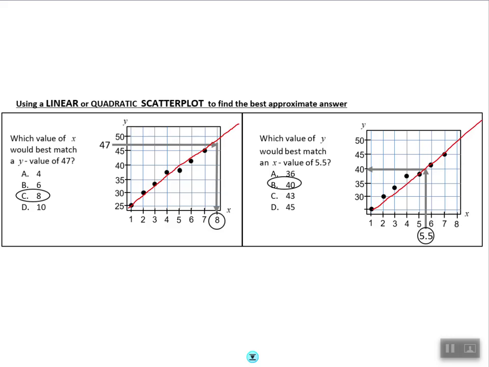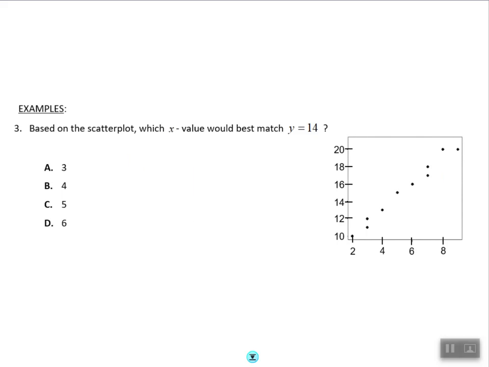So let's look at an example. Based on this scatter plot, which x value would best match y equals 14? So y equals 14 is about here. If we had our line of best fit, it would be something like this. So if I take that line, y equals 14, all the way over to the blue line, and then go straight down, it's between 4 and 6, so it's probably 5.